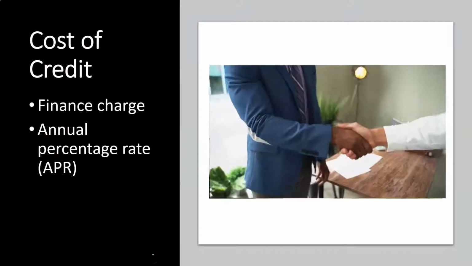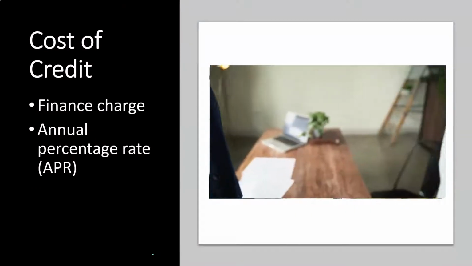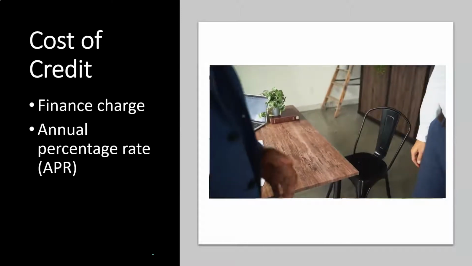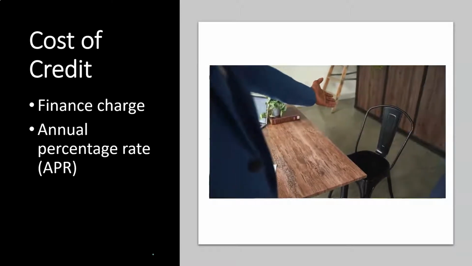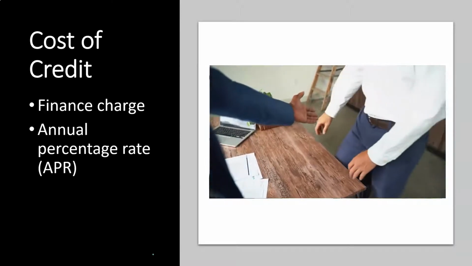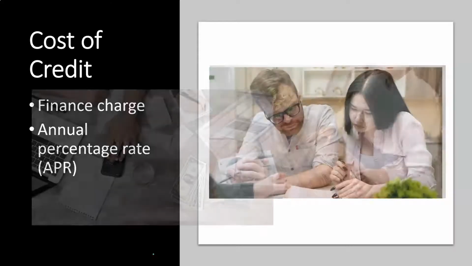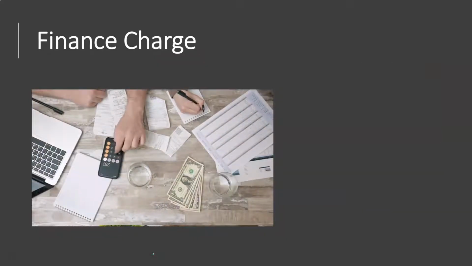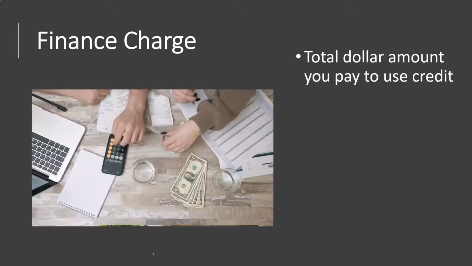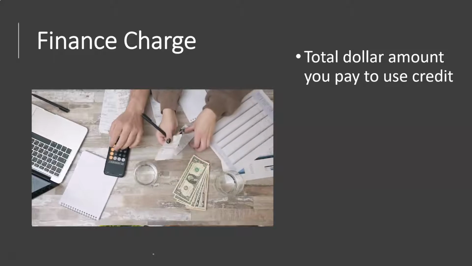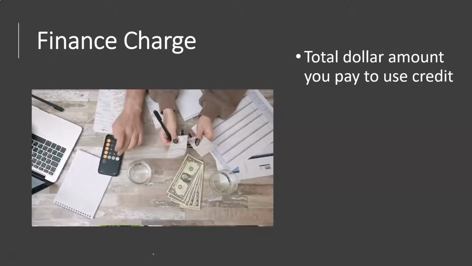When thinking about the cost of credit, the cost of taking out a loan, or the cost of personal financing, two terms we want to keep in mind are the finance charge and the annual percentage rate, or APR. First, starting with the finance charge, this is a term which we will define as the total dollar amount you pay to use credit.